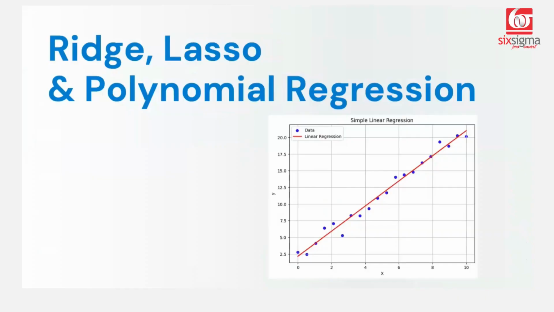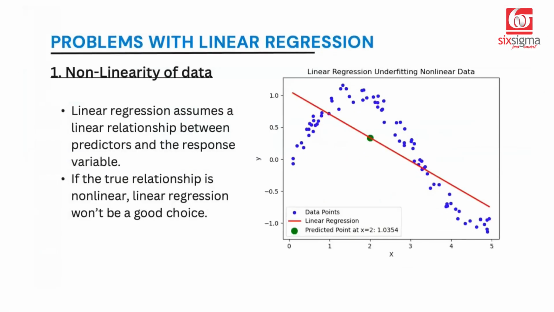Hello and welcome. In this video, we're going to discuss some advanced forms of regression: Ridge, Lasso, and polynomial regression. Let's first begin by understanding the challenges with linear regression. First of all, linear regression has a major assumption that the variables are linearly associated. And if the variables do not represent a linear association, it would not be wise to fit a linear regression.